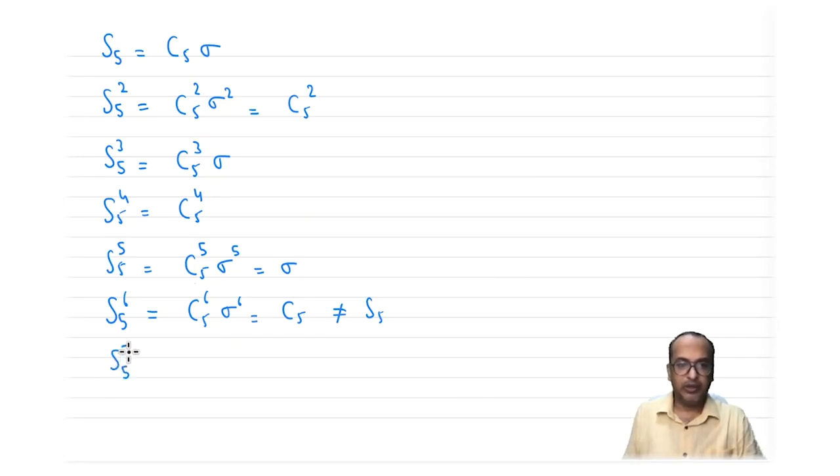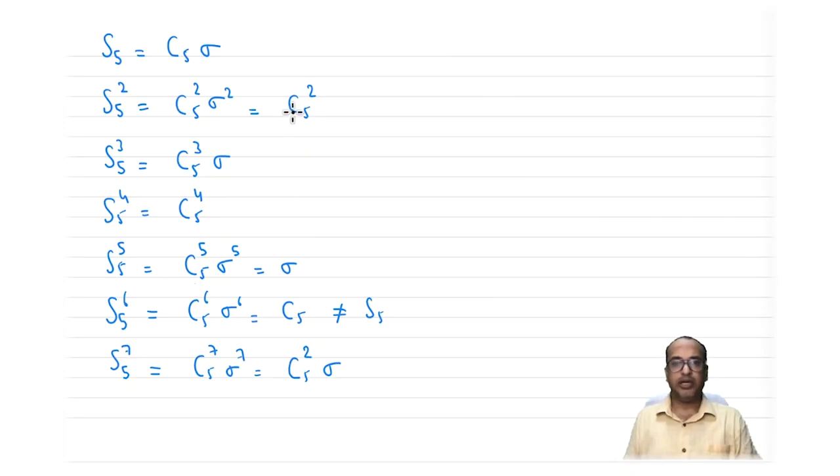So let's keep on going. Unless we actually get the same operations back, when the redundancy starts, we need to stop. Unless we get redundant operations, we need to keep on going. Now C5 to the power 7, sigma to the power 7. So this means C5 done twice and sigma, right? So again, this is a non-redundant operation because this earlier was C5 square. Now we have C5 square and sigma. Now S5 done 8 times is C5 done 3 times, and that's all, right? So again, this is a non-redundant operation.